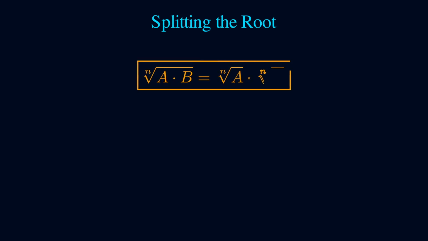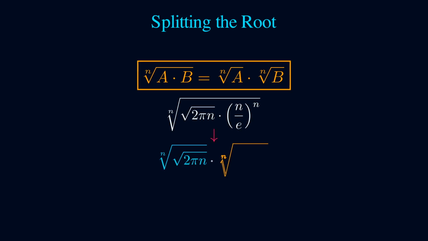Let's use the product rule for nth roots. The nth root of a product equals the product of the nth roots. This allows us to split our expression into two separate parts. Part A contains the correction factor, the nth root of square root of 2 pi n. Part B contains the main term, the nth root of n over e to the nth power.